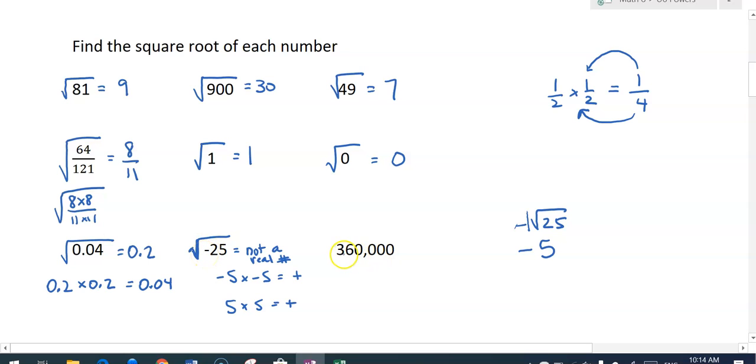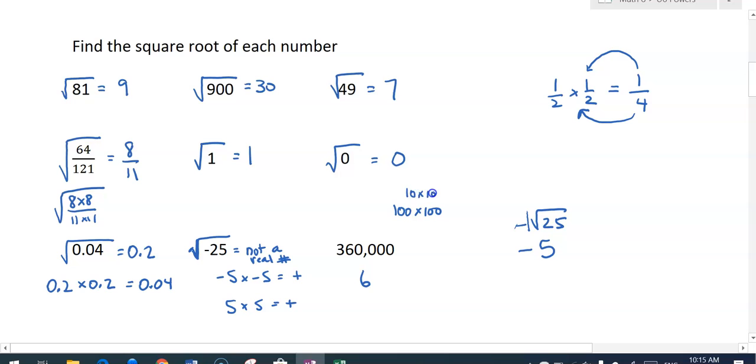All right, so I know 36 is 6 times 6, and if I have 4 zeros, well, I know when I multiply powers of 10, like 100 times 100, 2 zeros multiplied by 2 zeros gives me 4 zeros, right?